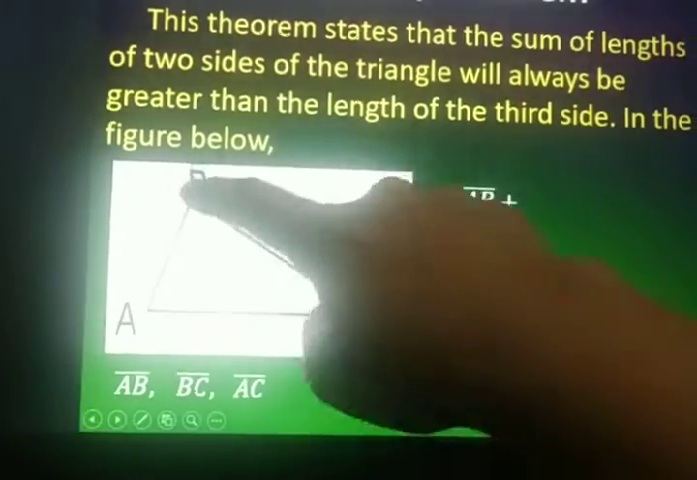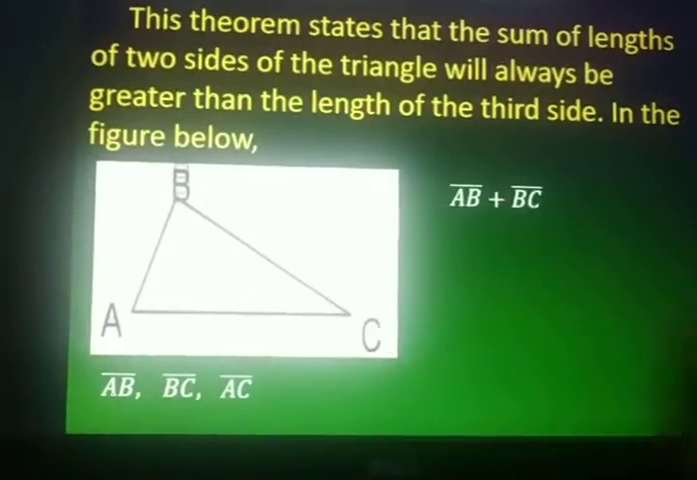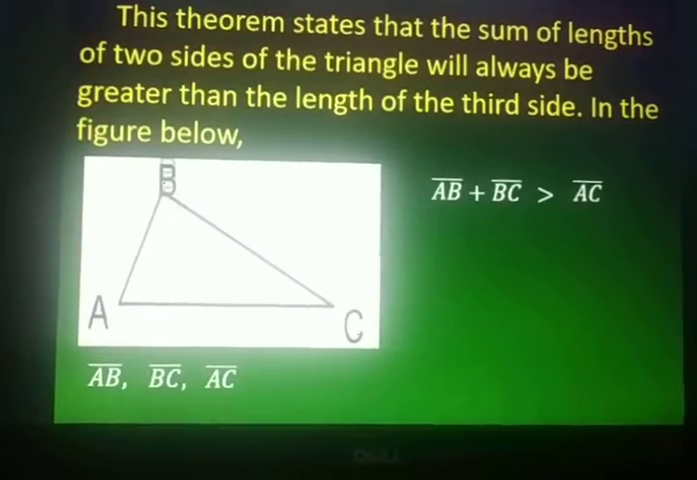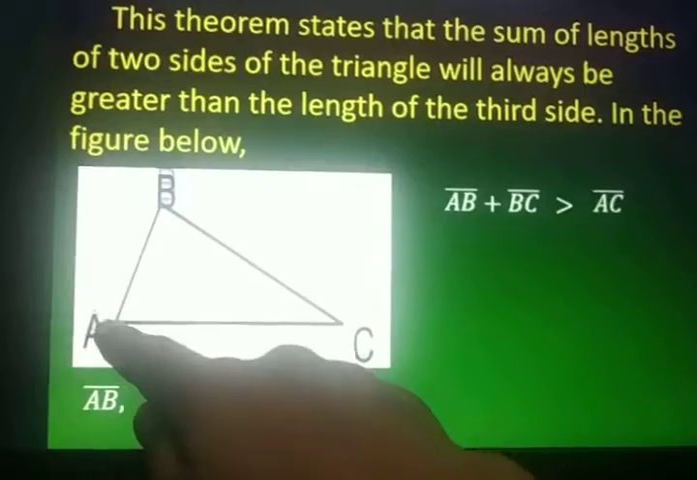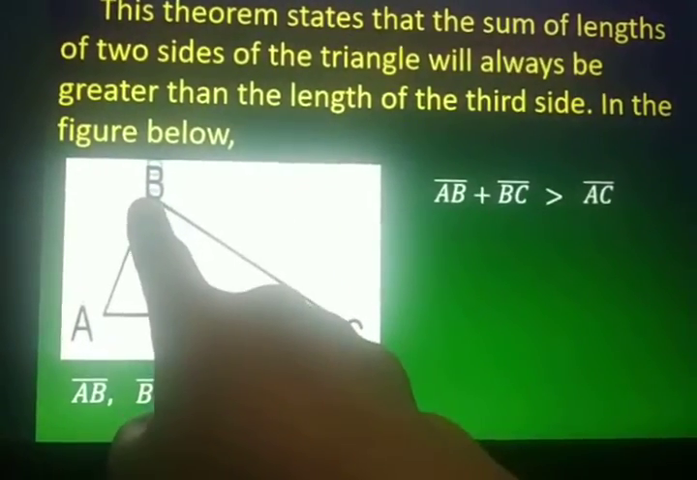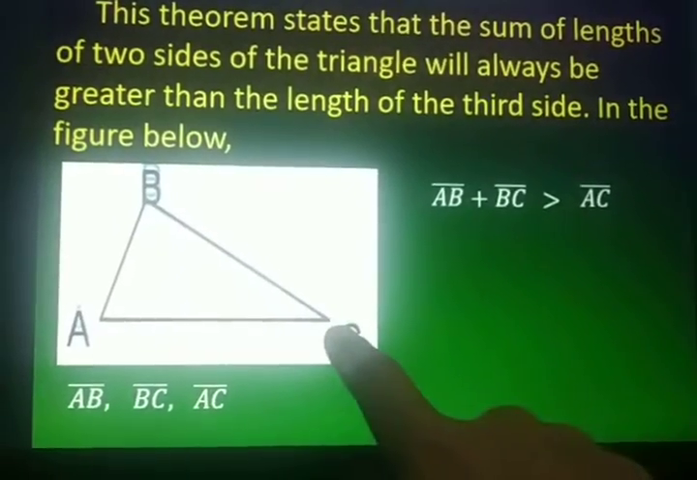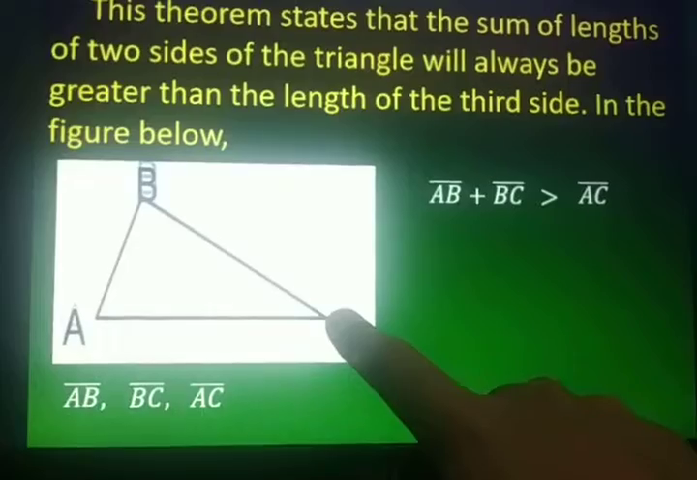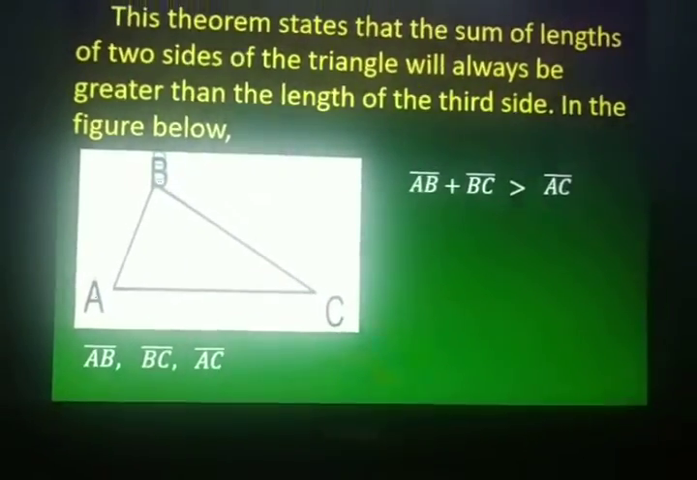Line segment AB plus line segment BC will always be greater than your line segment AC. Let me repeat. Line segment AB plus, which is the sum, your line segment BC, the two of them, when you add them, will always be greater than the last side AC. Okay?